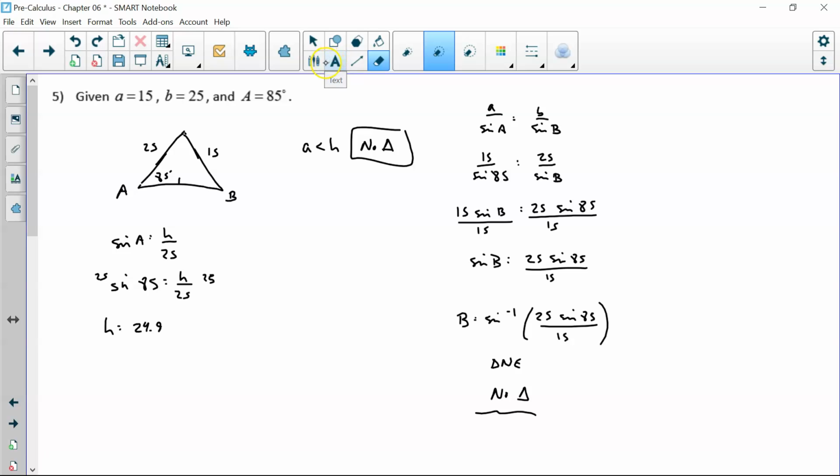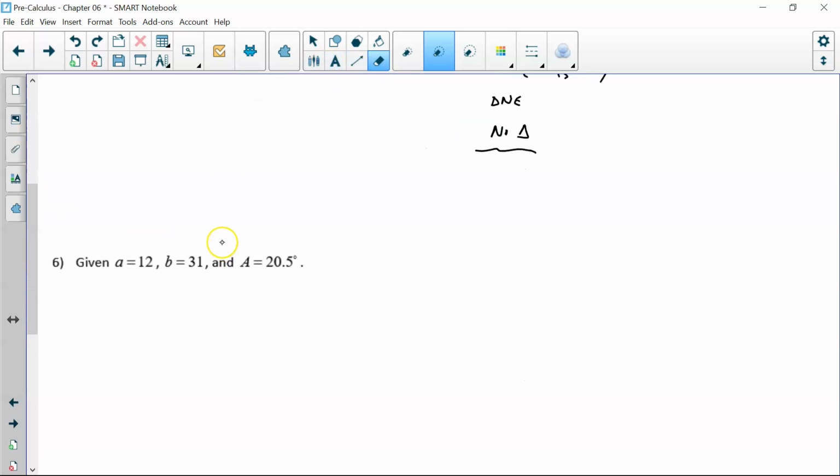And let's go to the next one. We'll set it up the same way: side A, side B, and angle A. I'm just going to connect it just to help me draw. A, I'm going to put in that corner 20.5 degrees. Side a is 12, b is 31.